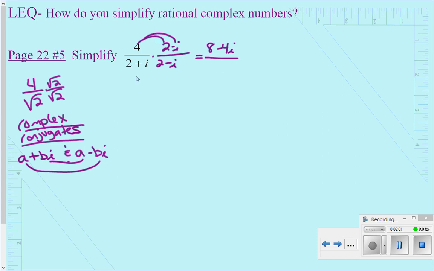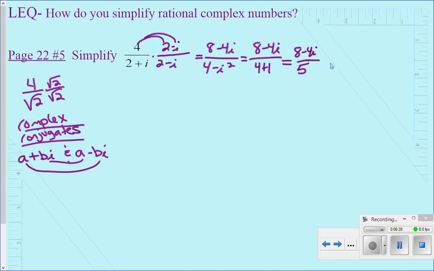In the denominator, remember what I said a moment ago, we have complex conjugates, so I can just do 2 times 2, first times first, which is 4, and last times last, i times negative i, gives me negative i squared. I don't have to worry about the 2i and the negative 2i from the outer and the inner, because obviously 2i subtract 2i gives me 0i. So now I can simplify that. I have 8 minus 4i in the numerator, and I'm going to simplify 4 minus i squared, 4 minus negative 1, that's 4 plus 1, which is 5. So I have 8 minus 4i all over 5.